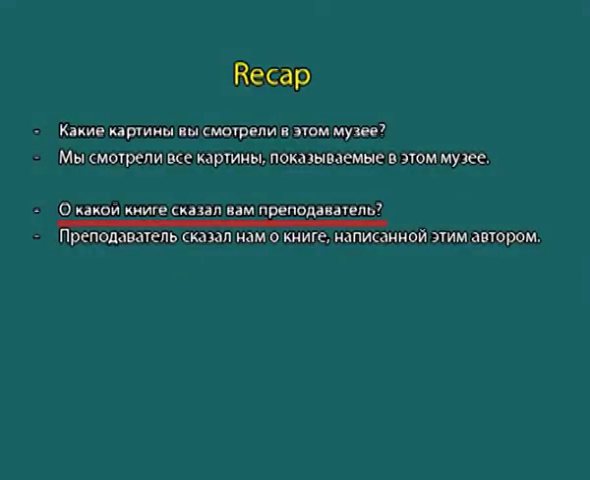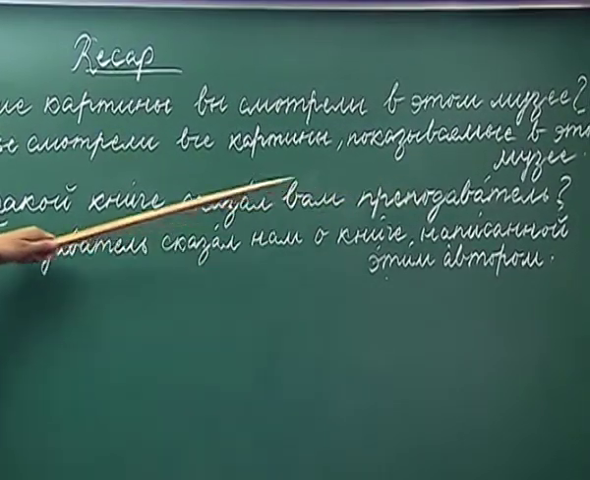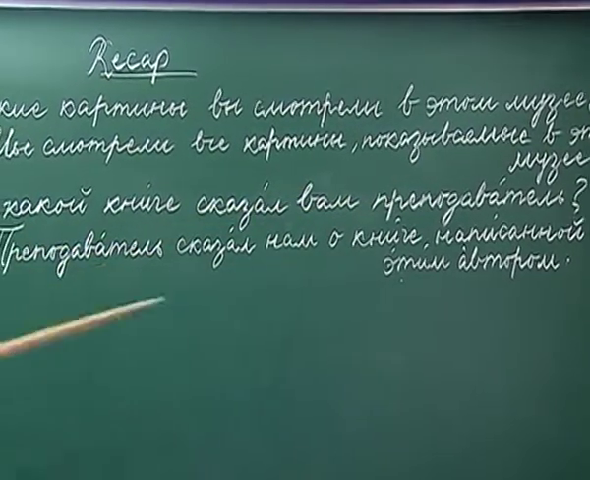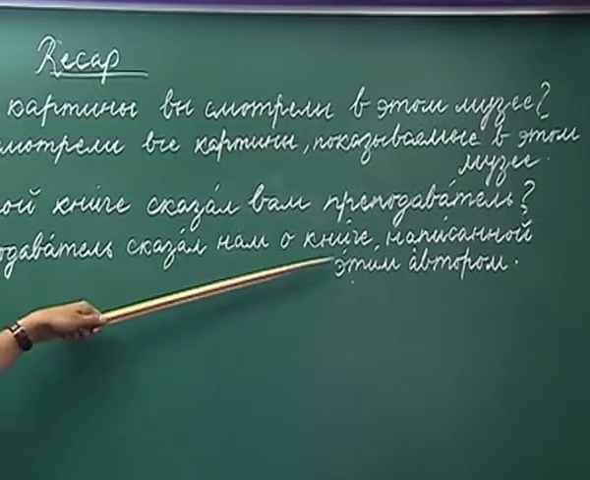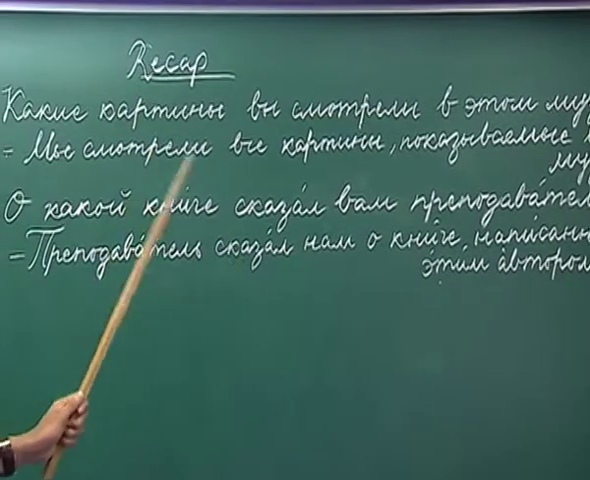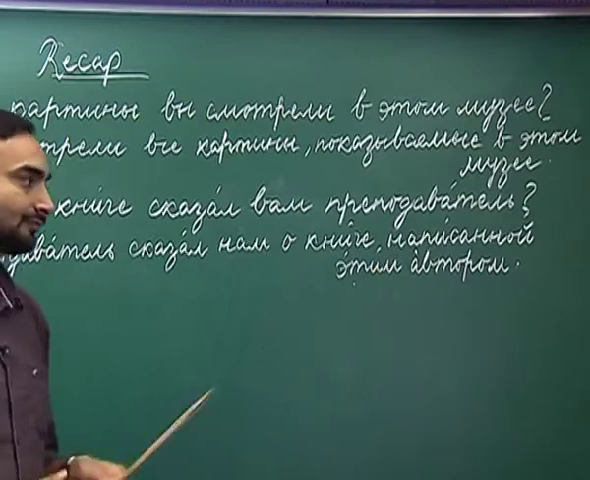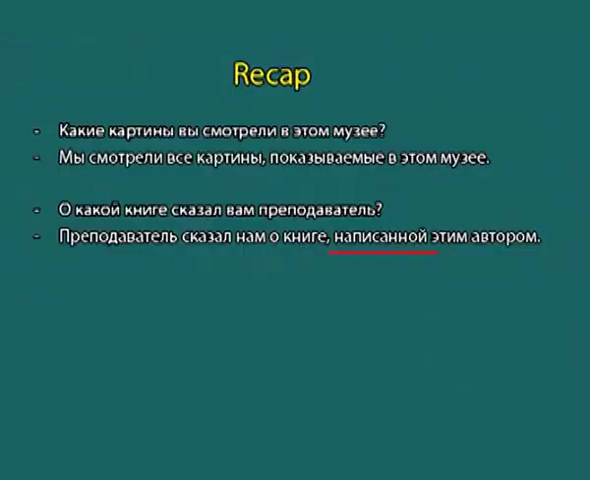Now, let us move on to the past participle passive. О какой книге сказал вам преподаватель? So, about which book did your teacher tell you? Преподаватель сказал нам о книге, написанной этим автором. The teacher told us about the book which was written by this author. Here the action is in the past tense, that is why we are using the past participle passive.